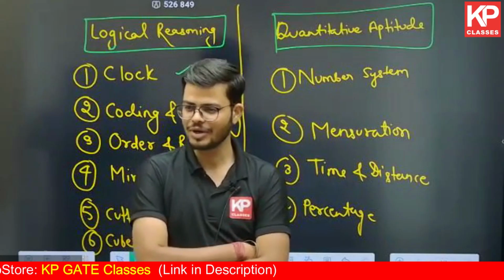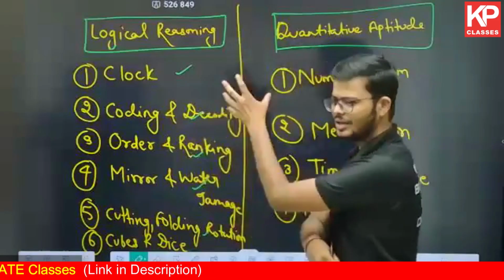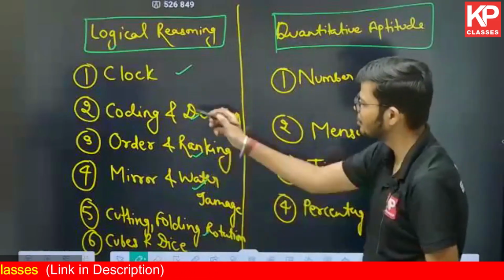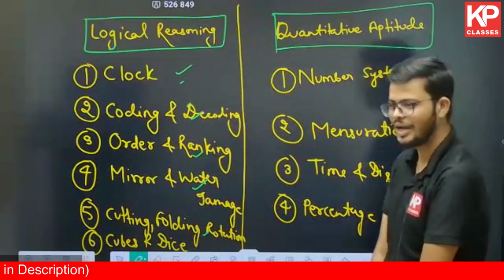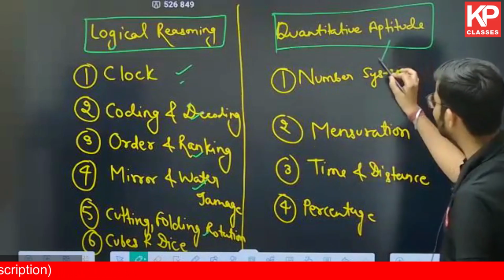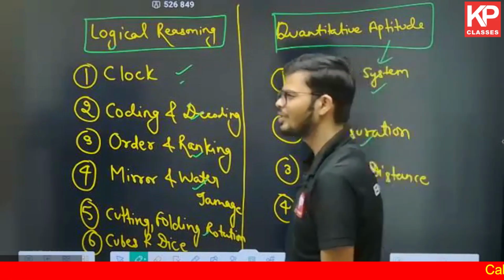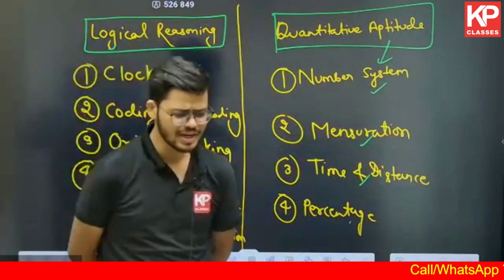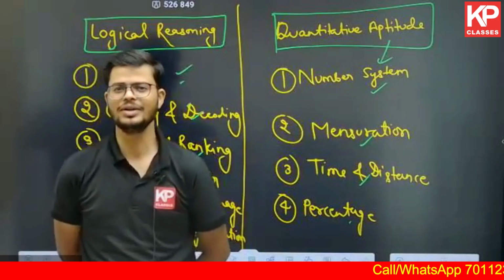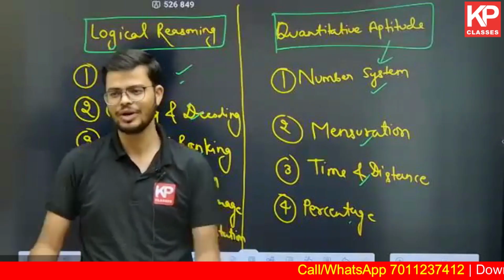Now I hope you have already gone through the 51-day course. These topics are covered there in a very detailed manner. There you have gone through clock, coding, decoding, order, ranking, mirror image, water image, cutting, folding. And in quantitative aptitude, number system, mensuration, time and work, percentage, all of that is covered in detail in that course. But this is a complete revision class, a complete revision of all these concepts that you have already done.